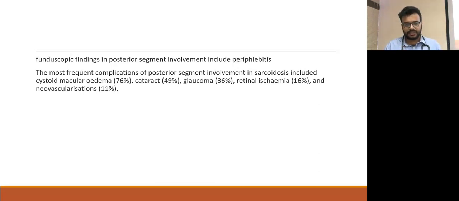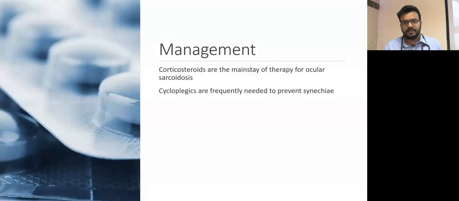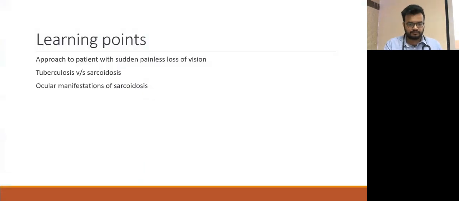If we could have picked that up at that time itself, we could have done better management. But since the patient had delayed treatment and was lost to follow-up, we couldn't pick it up at that time. Currently the patient has developed a retinal detachment and vision loss also. Coming to management, corticosteroids are the mainstay for ocular sarcoidosis, and cycloplegics are indicated to prevent synechiae. So, learning point.